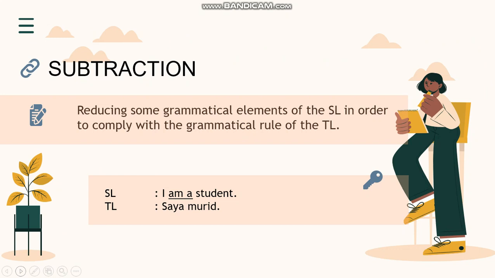So for the next, we have subtraction. Subtraction means reducing some grammatical elements of the source language in order to comply with the grammatical rule of the target language. It is the opposite of the previous technique, addition. So here we have an example, I am a student. We translate it into saya murid. So here we remove the words am and a in the source language to comply with the grammatical rule of the target language.